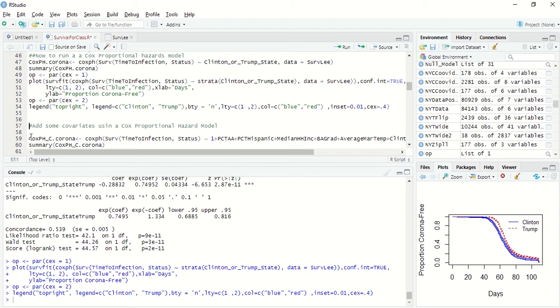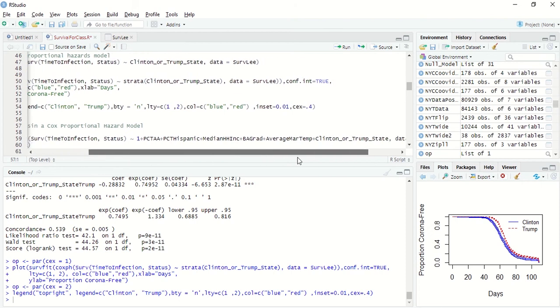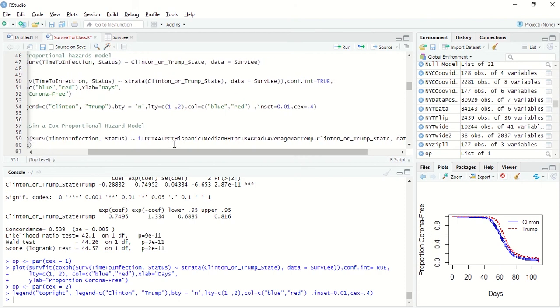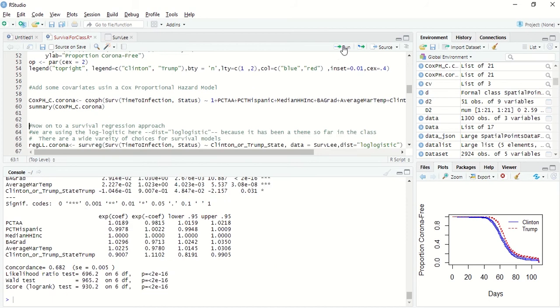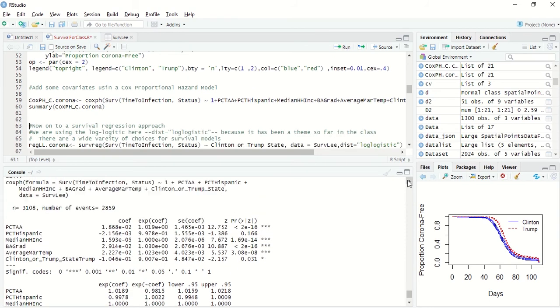So now I have Cox pH underscore C dot corona, and that's for covariates. I probably could have spelled it out, but we're simply going to run the same thing, and we have added percent African American, percent Hispanic, median household income, percent with a bachelor's or above, median March temperature, and then whether the county was a Clinton or Trump winner. So we go ahead and run that, give ourselves a summary, and I'm going to bounce up here just a little bit so we can see the output.